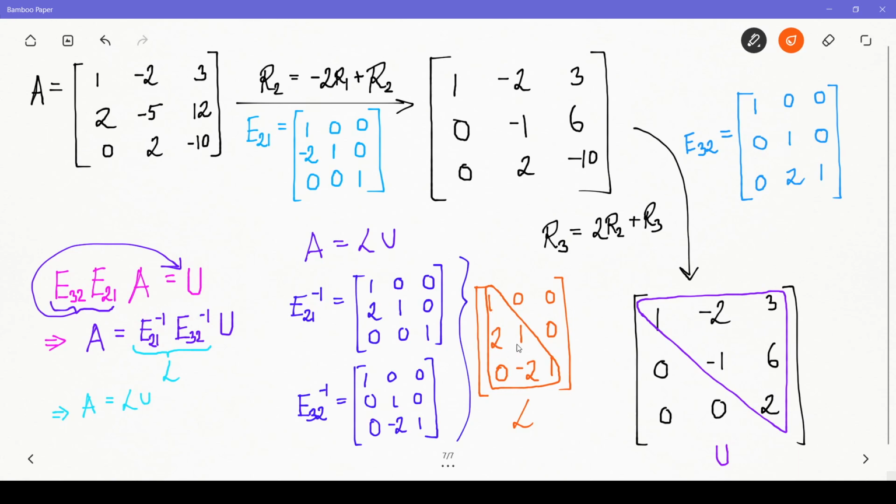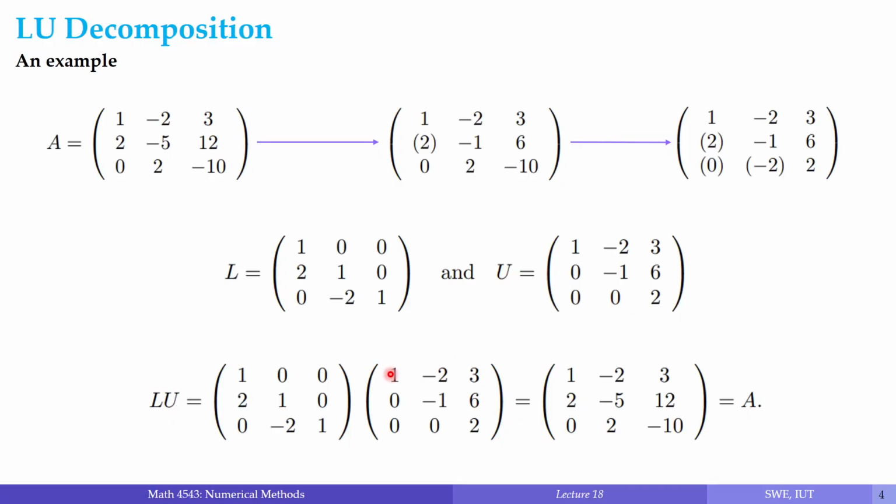So we should get 1, 2, 1, 0, minus 2, 1 in our lower triangular matrix, and we should get 1, minus 2, 3, minus 1, 6, and 2 in our upper triangular matrix. Let's head back and match our answers. In our presentation, for L, we have 1, 0, 0, nice, 2, 1, 0, nice, and 0, minus 2, 1, which perfectly matches with our answer. And for the upper triangular matrix we have 1, minus 2, 3, good, 0, minus 1, 6, 0, 0, 2, right? Okay, it matches perfectly.